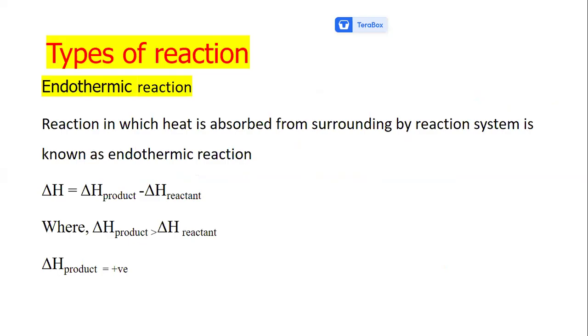Types of reaction: endothermic reaction is a reaction in which heat is absorbed from the surroundings by the reaction system. Delta H is the change in enthalpy. Delta H is the enthalpy of products minus the enthalpy of reactants. So the enthalpy of products is greater than the enthalpy of reactants, so delta H is positive.